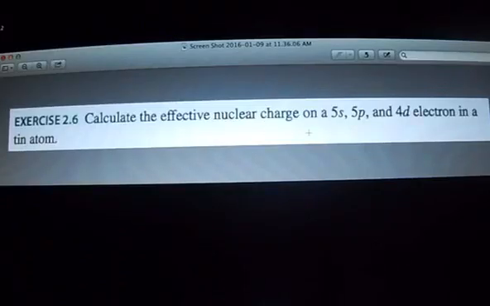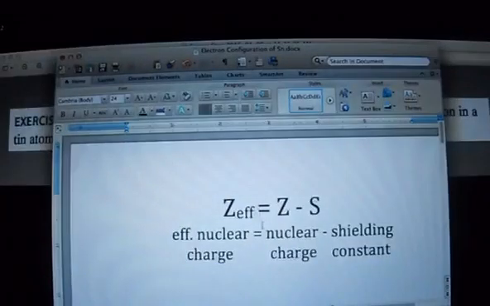So to find the effective nuclear charge, we use this formula right here. Since shielding lowers effective nuclear charge, then you can see why we would use an equation involving subtraction. So we use Z to show the nuclear charge, and that's equal to the atomic number, so we just go in our periodic table to find it.